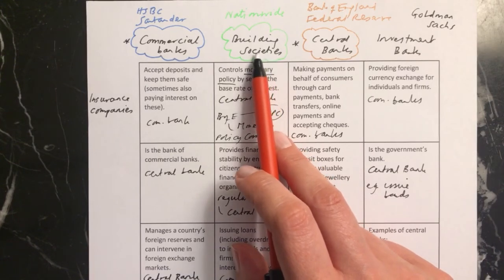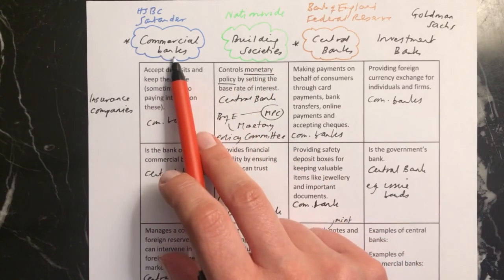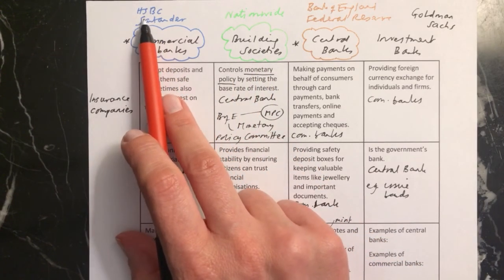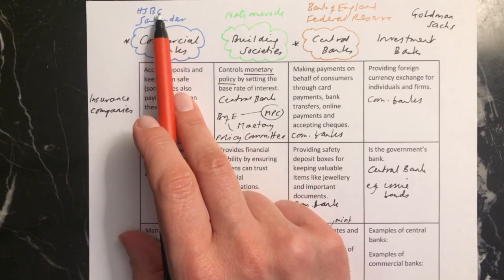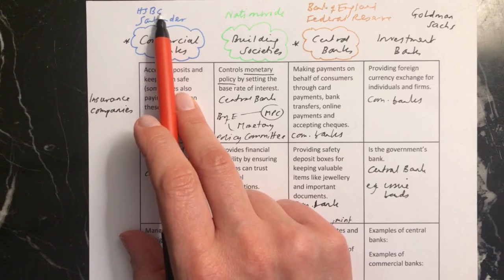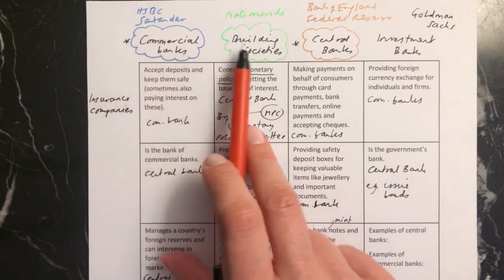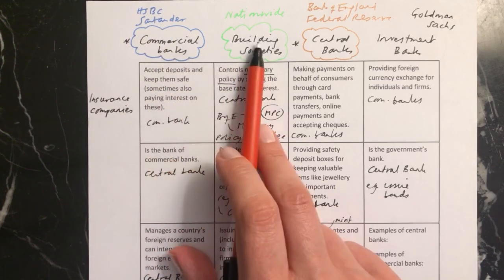And as I say, it's owned by the members. They have a say in how it's run. Whereas a commercial bank, for instance HSBC, that's a public limited company, and HSBC as a public limited company is owned by its shareholders. It's not owned by the people who put their money into the bank as savings. That's the big difference between a commercial bank and a building society.